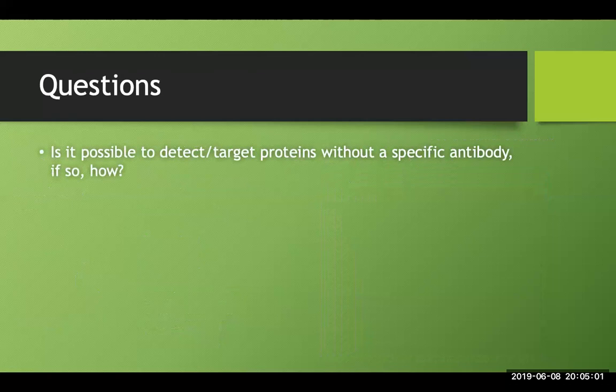Now, some questions I had. One question is more on the co-immunoprecipitation part: is it possible to detect or target proteins without a specific antibody? Since we know that you use specific antibodies to these proteins when you want to target them, I want to know if it's possible to isolate or target a specific protein without having an antibody.